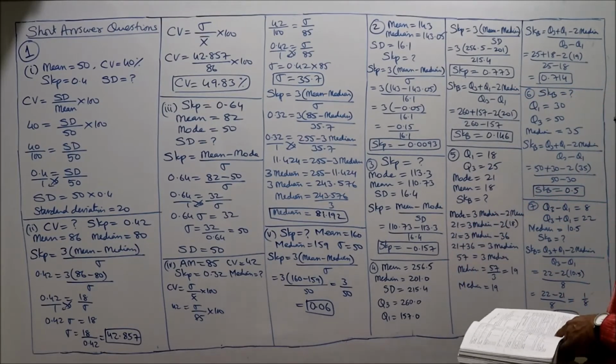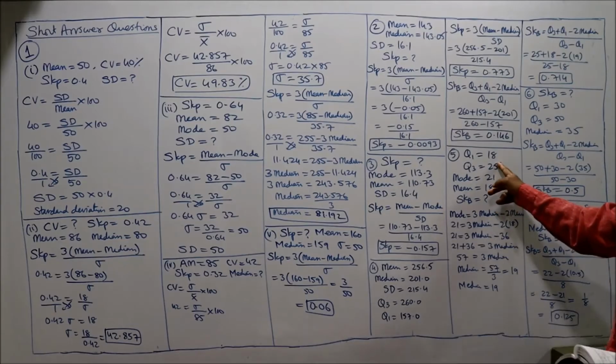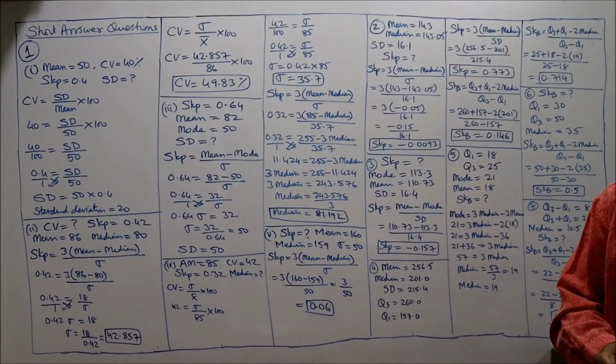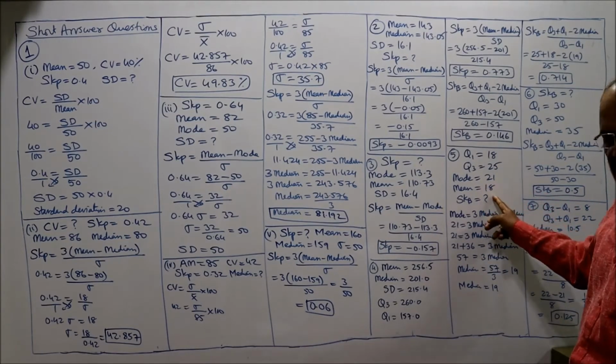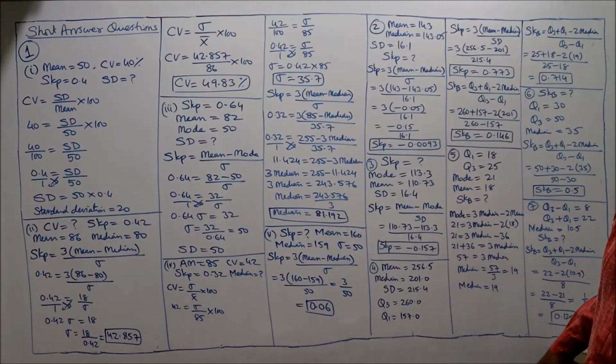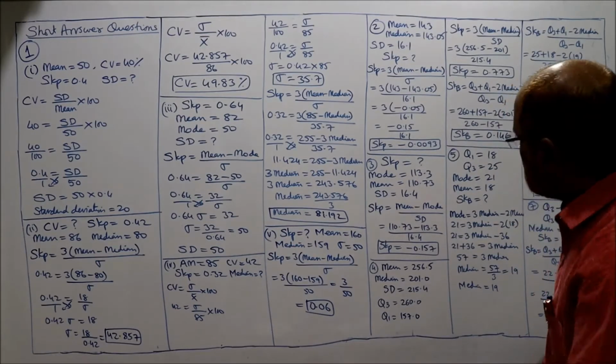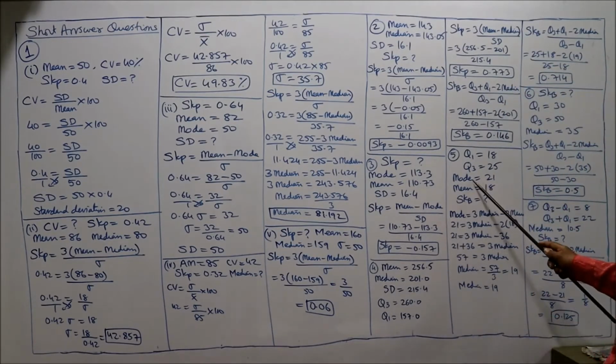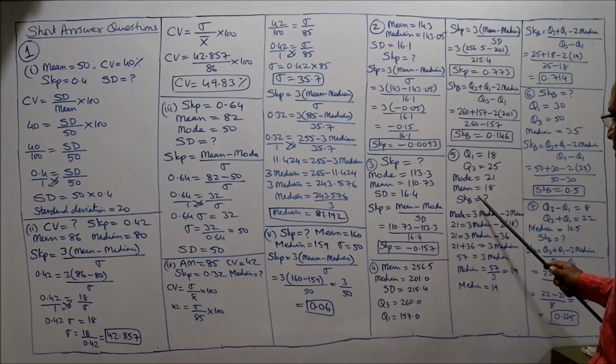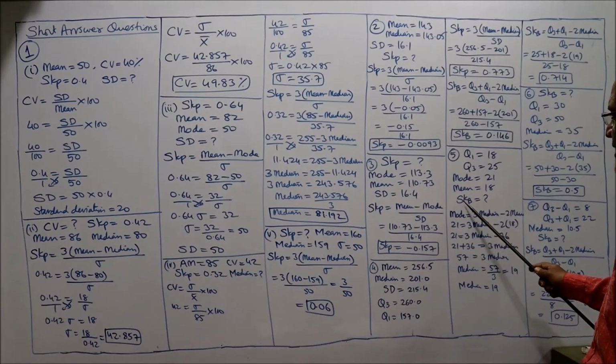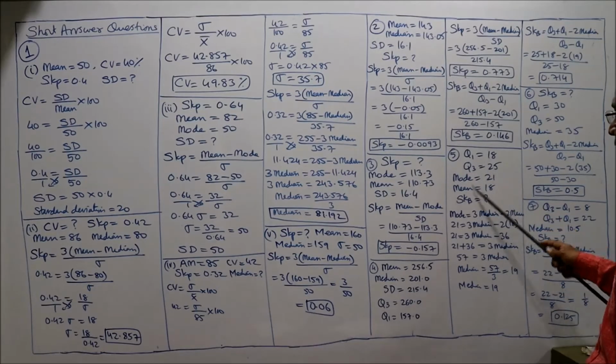Given Q1 is 18. See here, Q1 is 18. Q3 is equal to 25. Mode is 21. Mean is 18. Find out the coefficient of skewness. So in this problem, we are given the mean, mode, and quartiles, for SKB. But we don't have the median. Because to find SKB we require the median. We are not given the median.